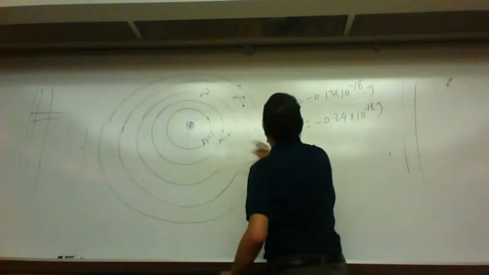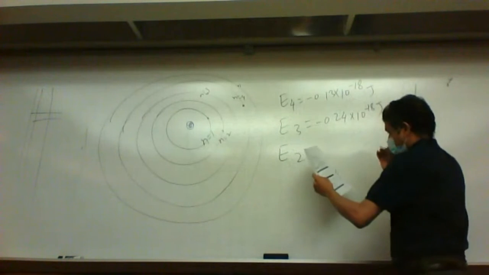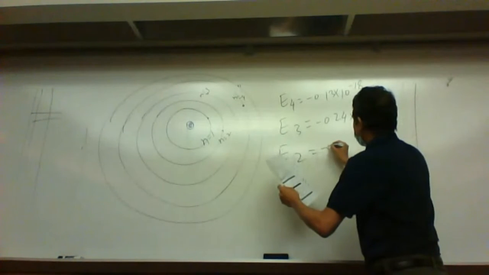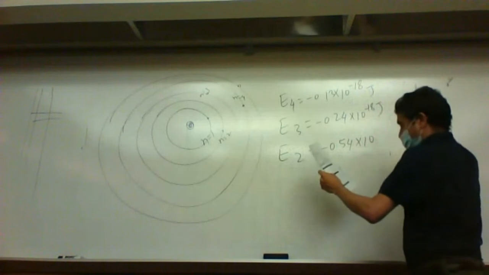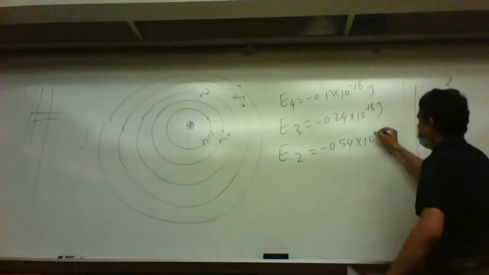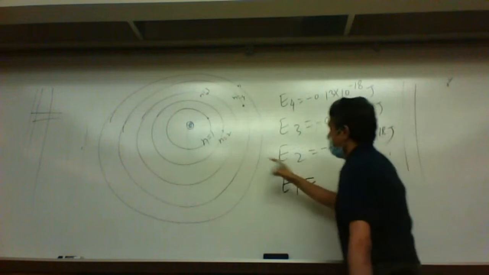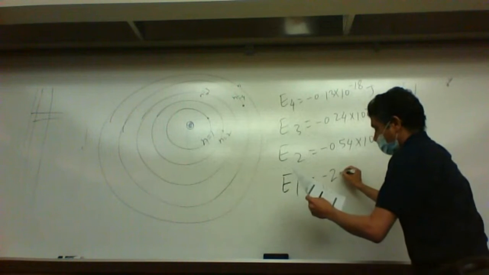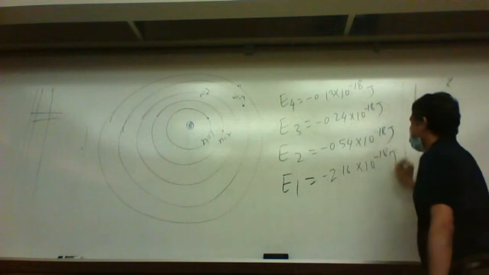If I have the electron in the second orbit, how much energy does that have? That's E2, so that will be minus 0.54 times 10 to the power minus 18 joule. And then if I have the electron in the first orbit here, the energy will be minus 2.16 times 10 to the power minus 18 joule.